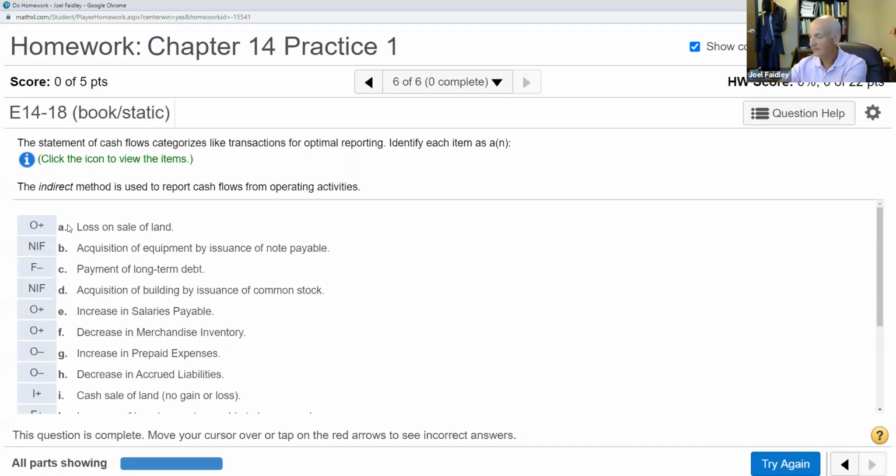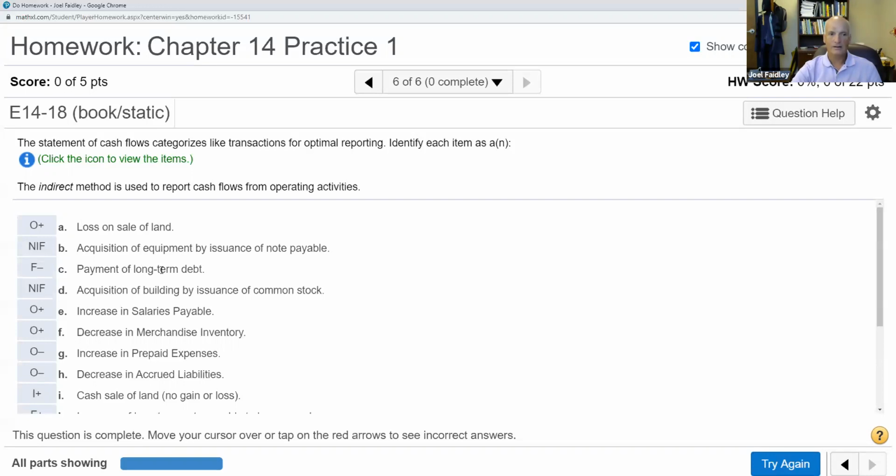That's back there on this chart I had up there at the top. Add back losses, subtract gains. So that's operating into the plus. If it had been a gain, it would have been a minus. Acquisition equivalent by issuance of note payable. So that's a wash. So that goes to the bottom of the statement of cash flows. It's not part of O, I, or F.